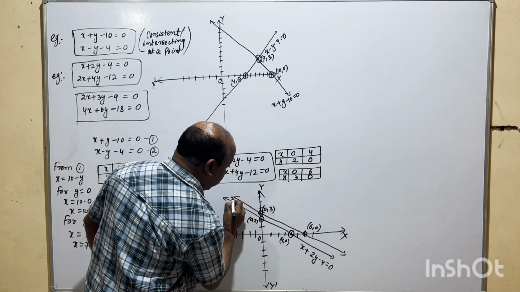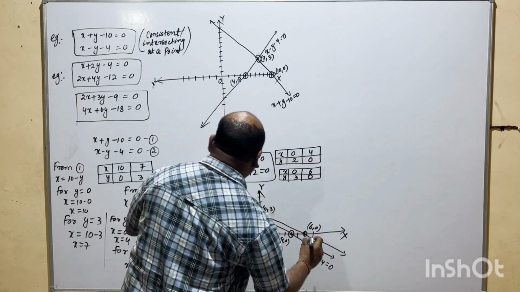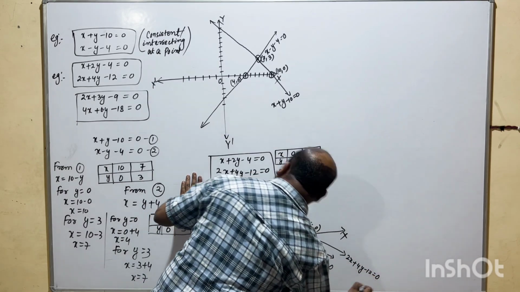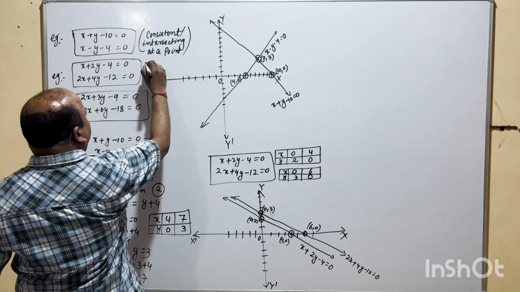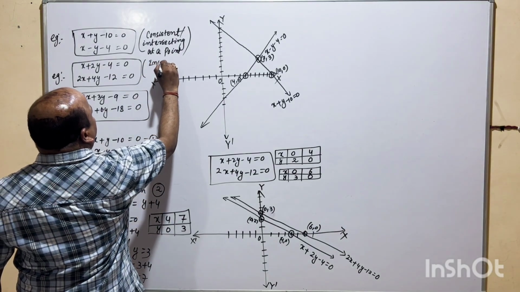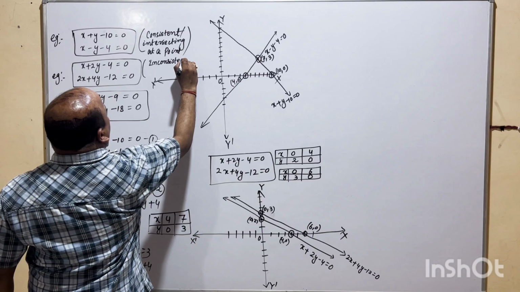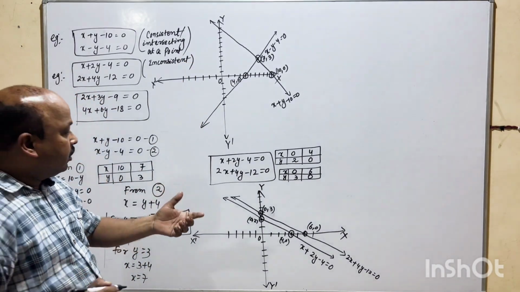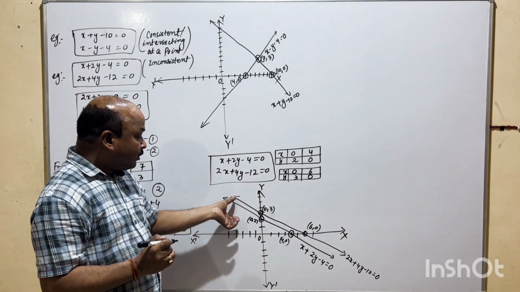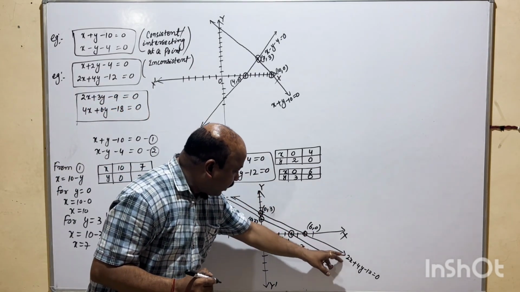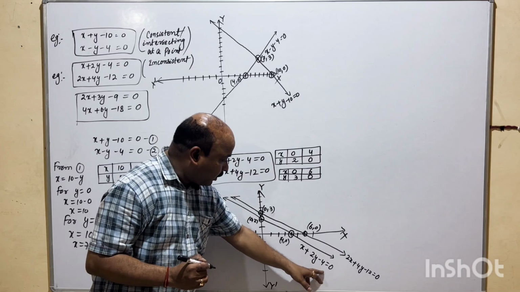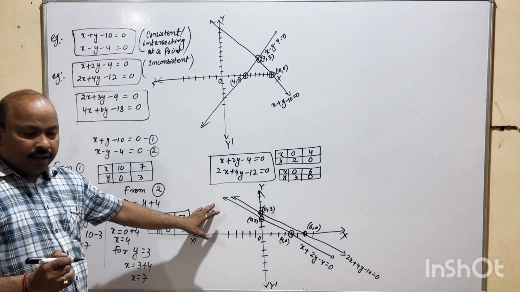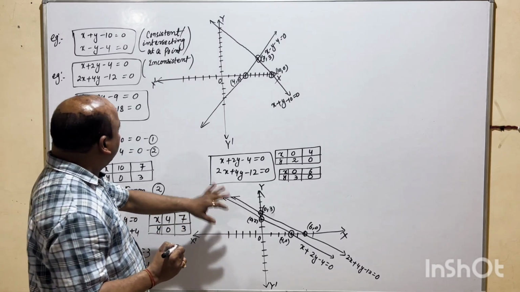So these two lines are what? Parallel with each other. This is 2x plus 4y minus 12. So what do you write here? Inconsistent. I told you that a pair of linear equations which has no solution is inconsistent. How do you get that it has no solution? They are parallel with each other. These two lines, x plus 2y minus 4 equal to 0 and 2x plus 4y minus 12 equal to 0, are parallel with each other. Okay. Clear now? So it has no solution.